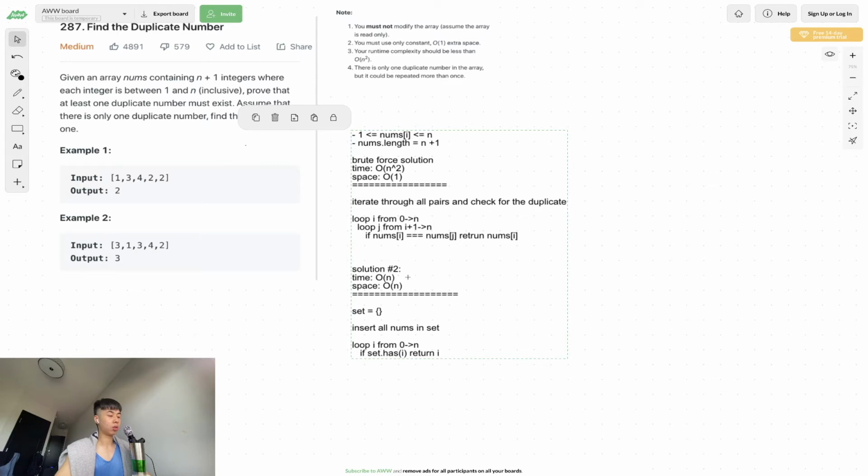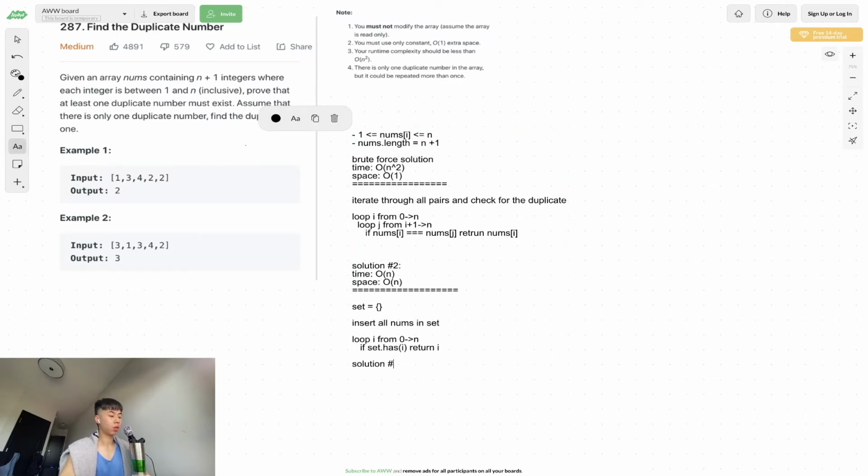The next thing that we can do, solution number 3, is with a constant amount of space. We can have a solution of O of n log n with constant space, where we sort the array first. Then we loop i from 1 to n, and if nums at i is equal to nums at i minus 1, then we return nums at i. Otherwise we continue on.